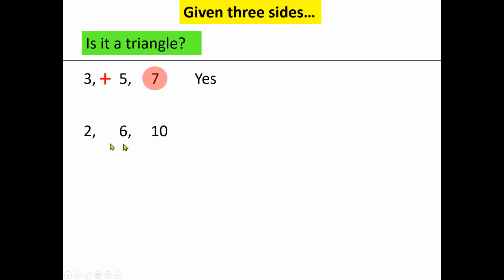Okay, 2, 6, and 10, does that make a triangle? No. 2 plus 6 is not big enough to be bigger than 10. So those two sides wouldn't even reach if you had a 10 for a side. So that's a no. Okay, and then what if it's equal? You got an 11 and you got a 7 plus 4. Would that make a triangle? No, that's two straight lines. Okay, so you remember that?